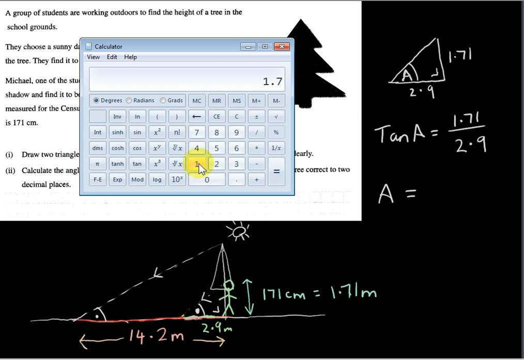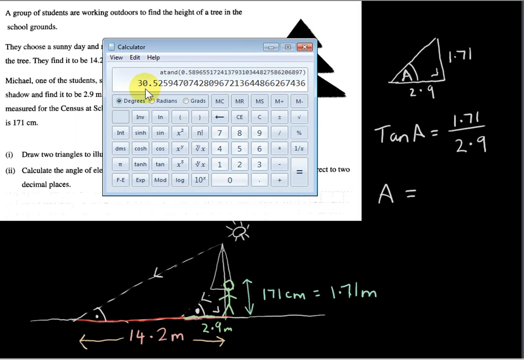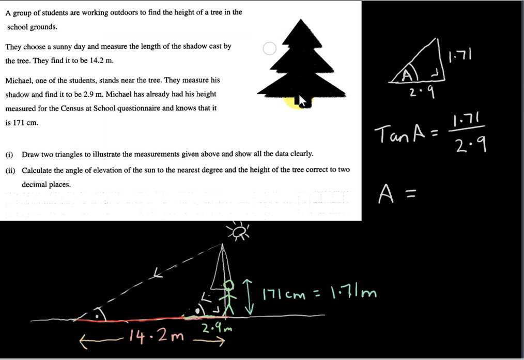So we have 1.71 divided by 2.9. And we want to get the inverse tan of this quantity. Now we need to round this to the nearest degree. So we look at the first decimal place. If it's 5 or more, we add 1 to this number. So this number is closer to 31 degrees than it is to 30 degrees. So we write 31 degrees down.